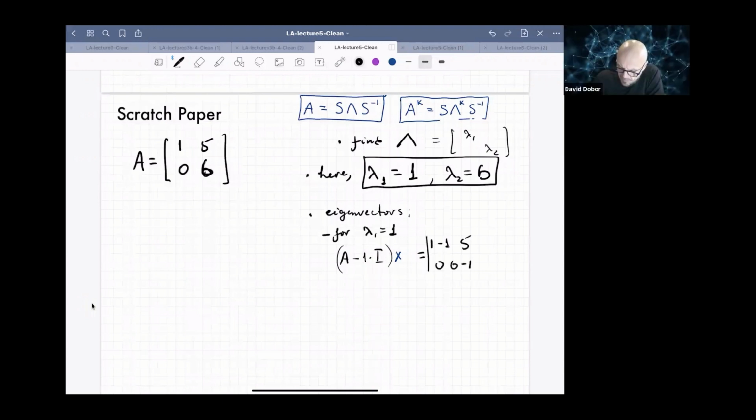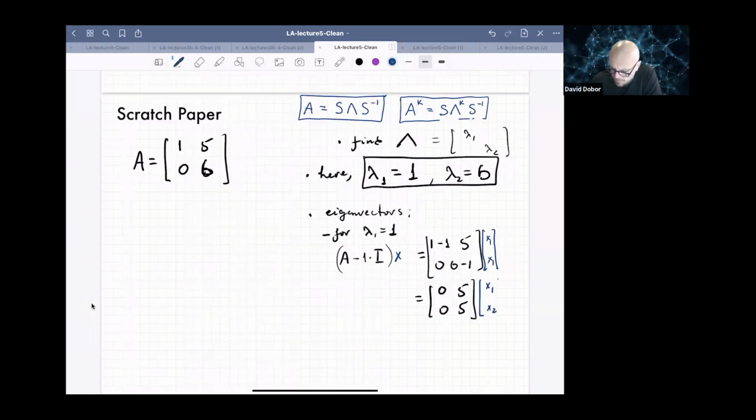Everybody agree that I have this matrix? I'm looking for the null space of this matrix. That is, I'm looking for what x's solve this system of equations. Is it really a system? Yes, it's a system of 2 equations, but one of those is redundant. So what x's solve this system?